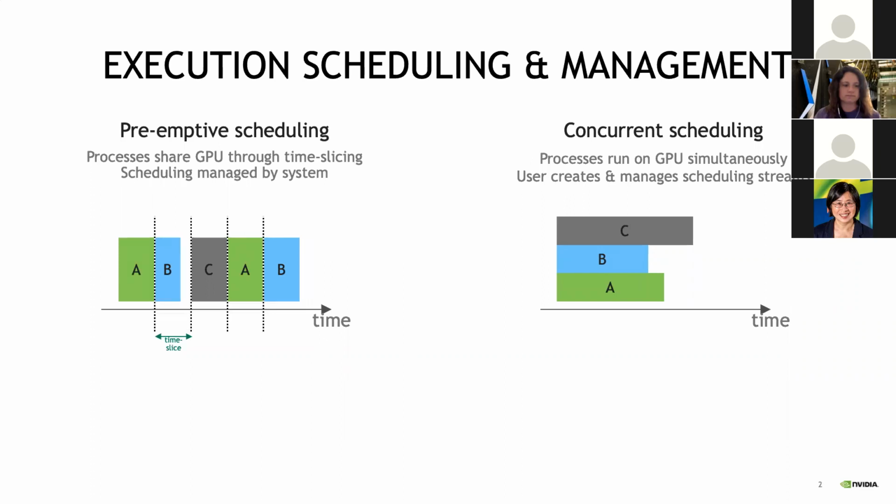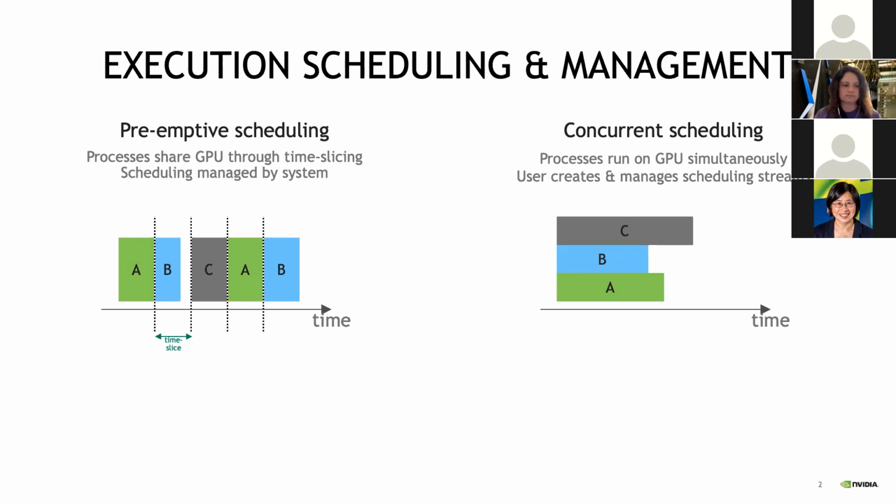The default scheduling behavior on a GPU, if you have multiple processes submitting kernels to a GPU, is that the processes will share the GPU through time slicing, and the scheduling is managed by the system. You can control that time slice with our NVIDIA SMI tool, but this is not our goal today. Today, we want to be executing concurrently. So when I talk about concurrent scheduling, this is what I'm referring to.